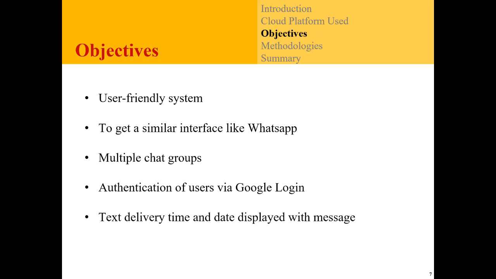The objectives for my web application are to have a user-friendly system with an interface similar to WhatsApp Web, to consist of multiple chat groups, authentication of users via Google login, and to display the text delivery time and date along with a message.